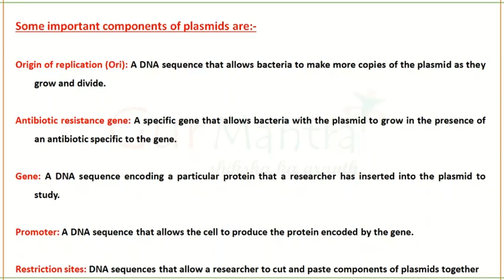Next, it should have a promoter. The promoter is very important if it is an expression vector, because only if a promoter is there will transcription happen. Next, it should have a restriction site. If a vector or a plasmid does not have a restriction site, then how are you going to insert the gene of interest inside it? So the restriction site is important.